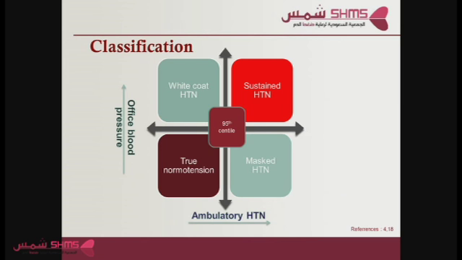And this is how we classify hypertension based on the 95th percentile as a cut-off point. If they are below the 95th percentile in clinic and ambulatory, this is normotension. If they are hypertensive in the clinic, 5 minutes left. Don't worry, I will make it. I have a very clear message.